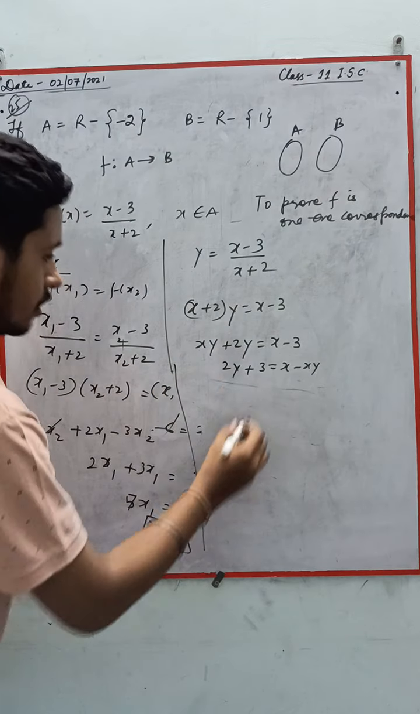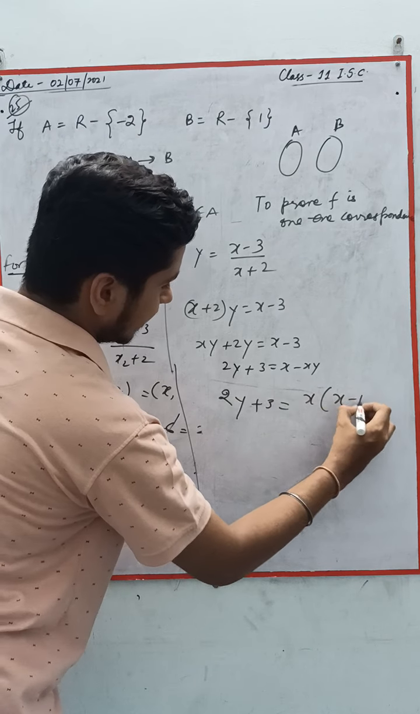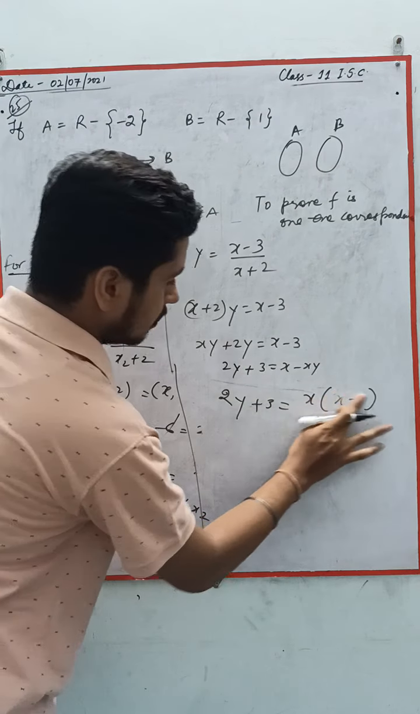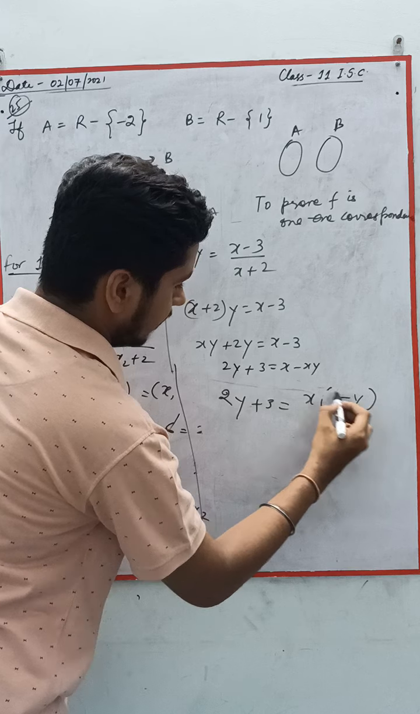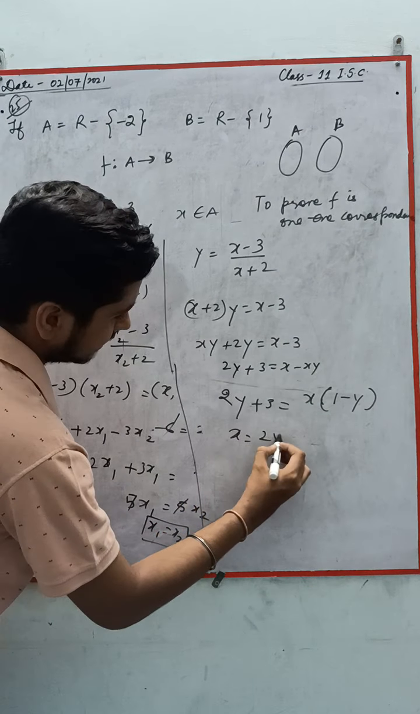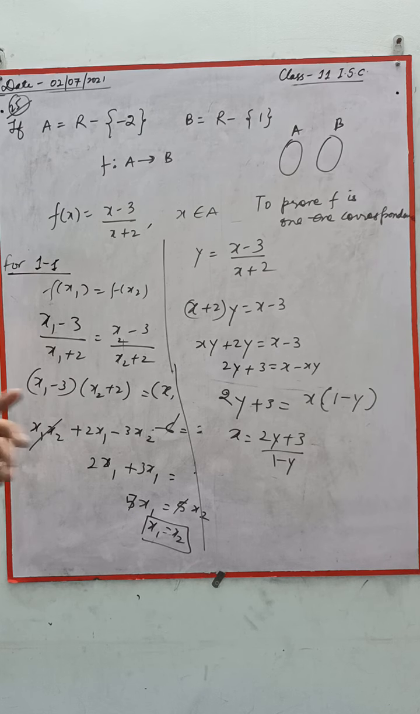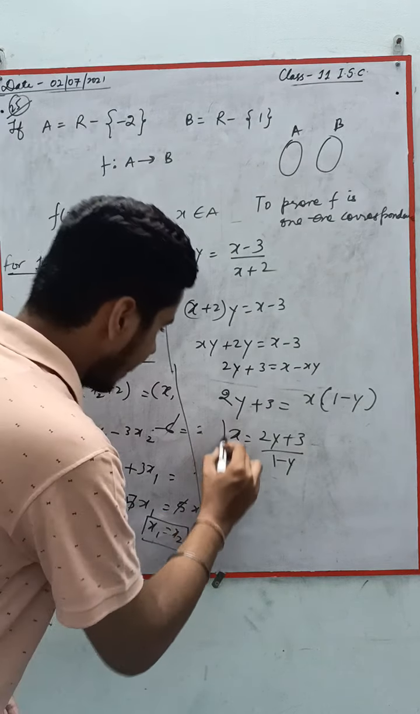So 2y plus 3 equals, taking x common, x times (1 minus y). So we got x is equal to (2y plus 3) upon (1 minus y).